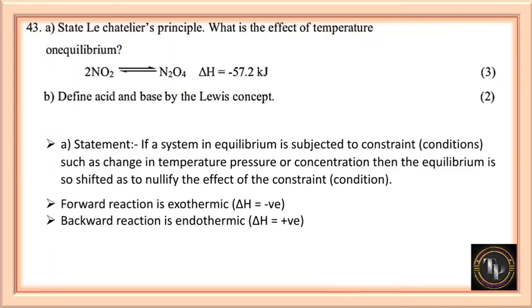See, the forward reaction is exothermic because delta H is negative. Then the backward reaction is obviously endothermic. Forward is minus, so backward should have delta H positive. Now they are asking the effect of temperature. We get two cases: increase in temperature and decrease in temperature.